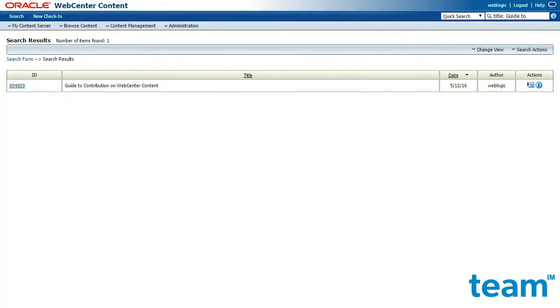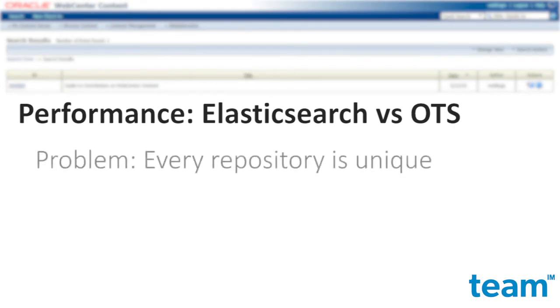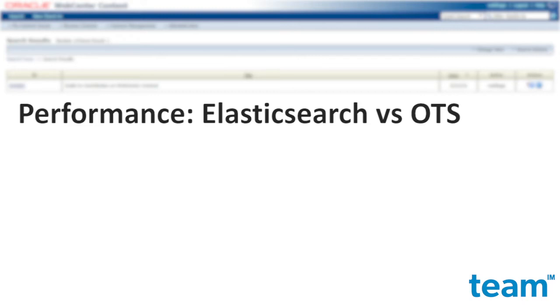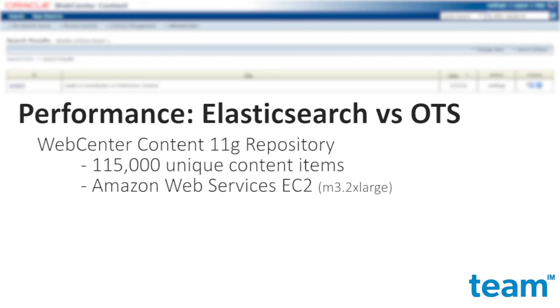Now our index is optimized and our friendly search names are configured, but what does all this ultimately mean for speed? Well, that's a tough question to answer because everyone's repositories are filled with unique content, and everyone's running WebCenter Content on different hardware or virtualization with different levels of resources. What we can tell you is that we tested with a WebCenter 11G repository of just over 115,000 unique content items, running on a single AWS M3 2x large instance.